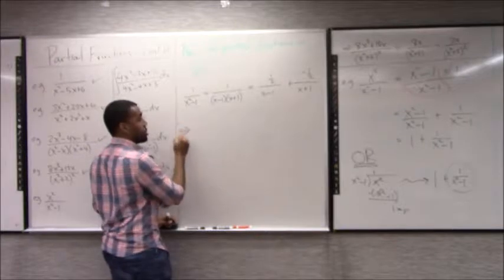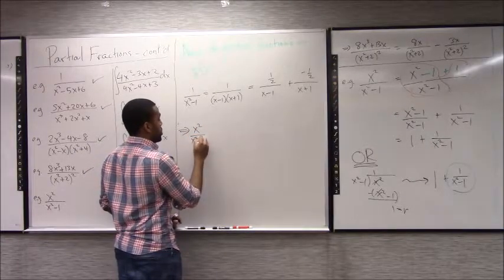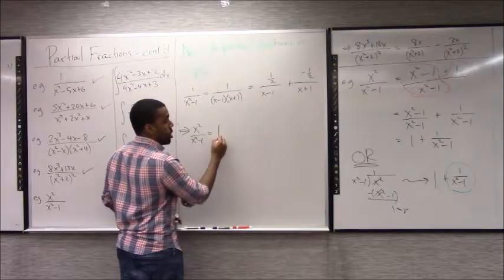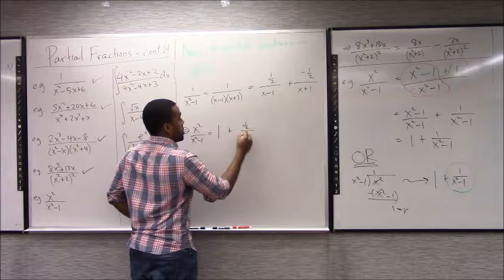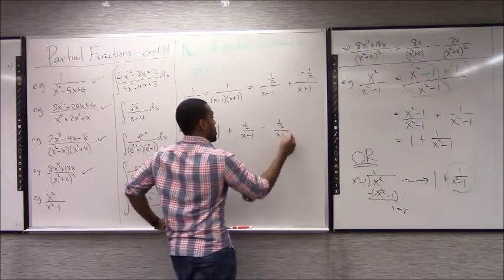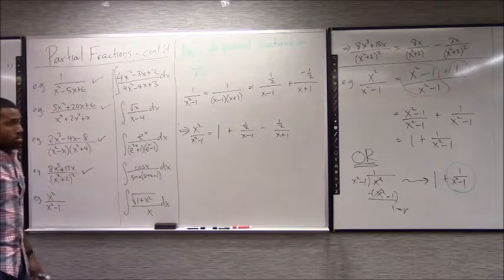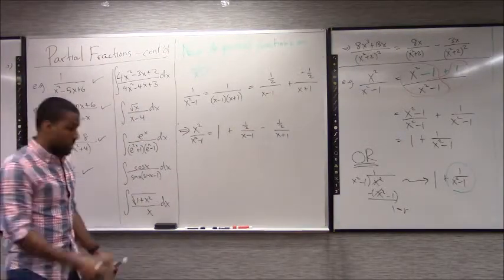So this means that if I start out with x squared over x squared minus 1, this is actually going to be equal to 1 plus this minus that. And if I had to integrate individually, each of those are pretty easy to integrate.